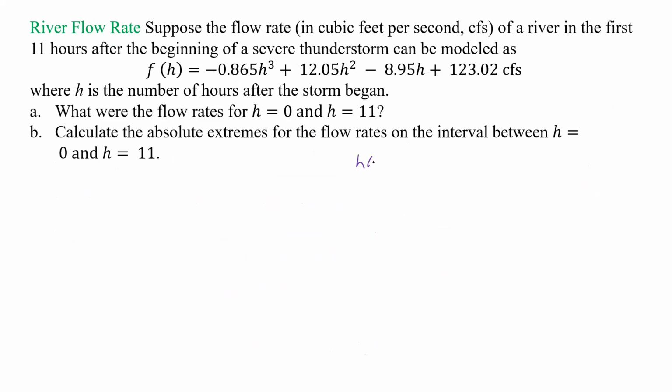Well, h of 0 is just going to be 123.02 cubic feet per second. H of 11 is at the other end, because we're looking at our endpoints right now. Why don't we plug it in to our calculator?